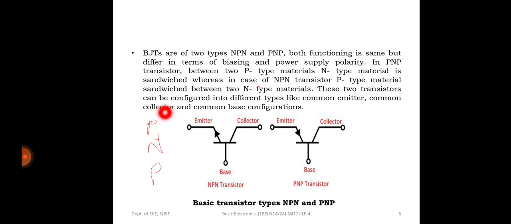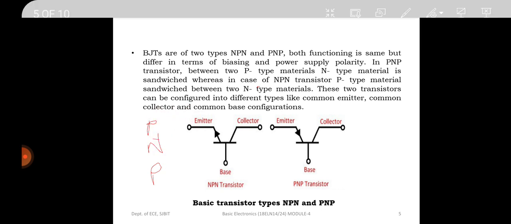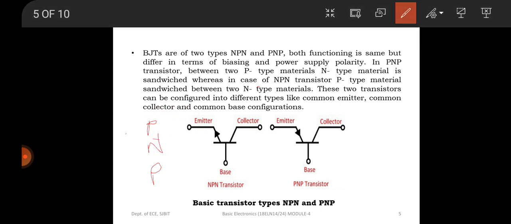between these two P layers we have the N-type material sandwiched, whereas in the case of an NPN transistor, P is sandwiched between the two N-type materials. These two transistors are configured into different types like common emitter, common collector and common base configurations.